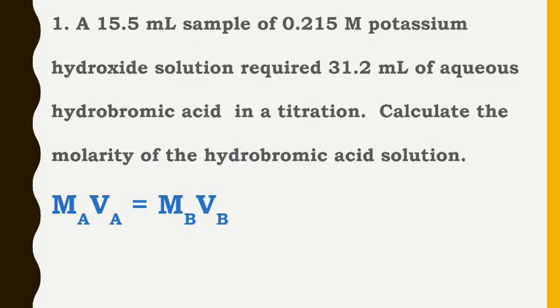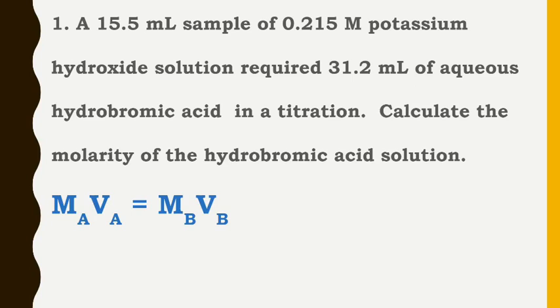As we read through this, it says that we have a 15.5 milliliter sample of 0.25 molar potassium hydroxide solution. There's more information there, but I want to point out first, this is the volume of a specific solution. If you're reading through this, can you tell if that potassium hydroxide solution is an acid or a base solution? Technically, it is a base. That hydroxide makes us a base, but that's not really that important for solving this question.